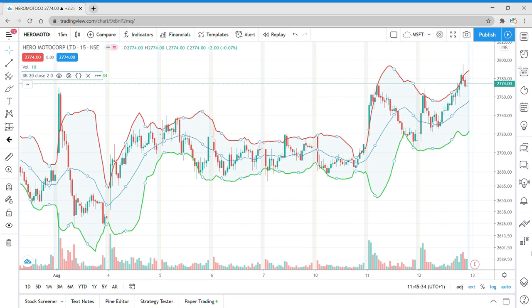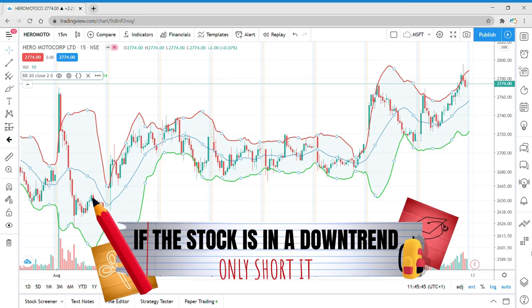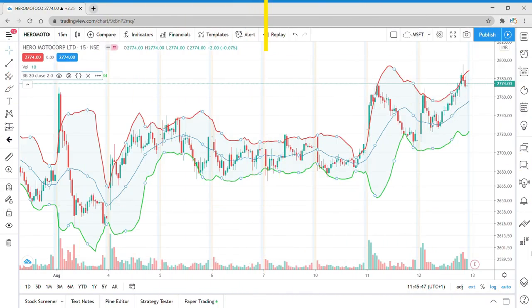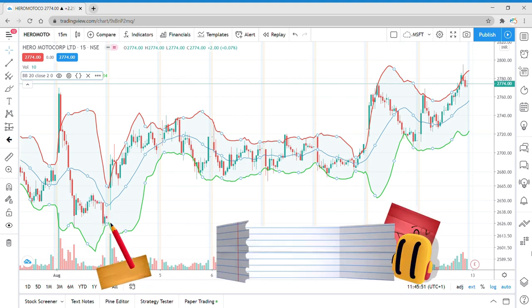As I've told you, follow the trend. So check the trend in a longer time frame and come to the shorter time frame and take a trade accordingly. If the stock is in a downtrend, you have to only short, so short at the top line and buy back at the bottom line or the middle line. And friends, if the stock is in an uptrend, we have to only buy.